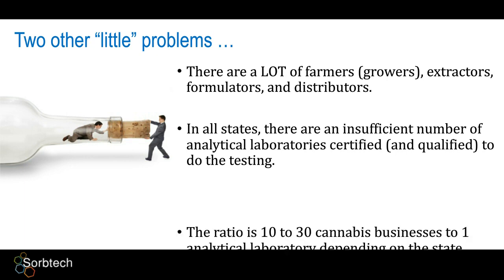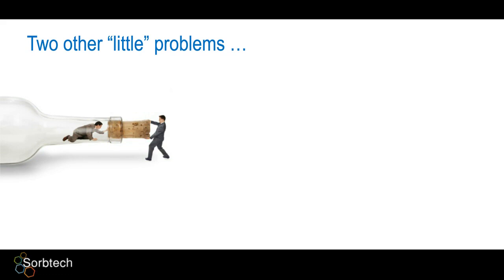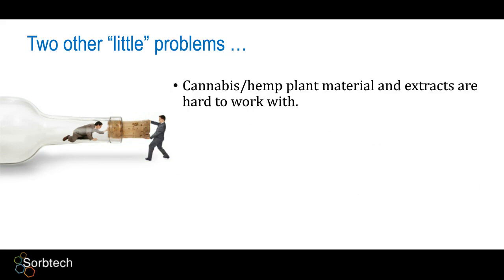And the ratio right now is about 10 to 30 cannabis businesses to one analytical laboratory, depending on the state. What this means is that all these people are having a hard time getting in the queue to get their stuff tested. That's a real problem. And the second problem, which is actually not so little, is that the cannabis and hemp plant material and extracts are hard to work with.